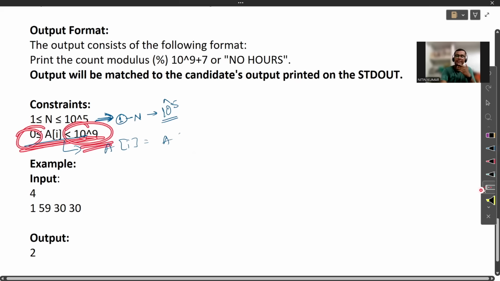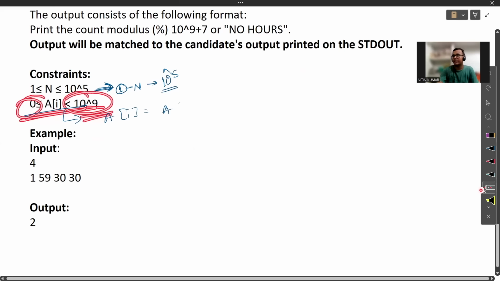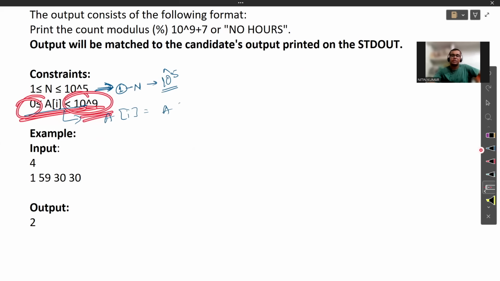Now let's understand the example test case. Then we will go back to it while we solve it. The example test case says 4, and then 1, 5, 9 and 3, 3, 0. Clear now?